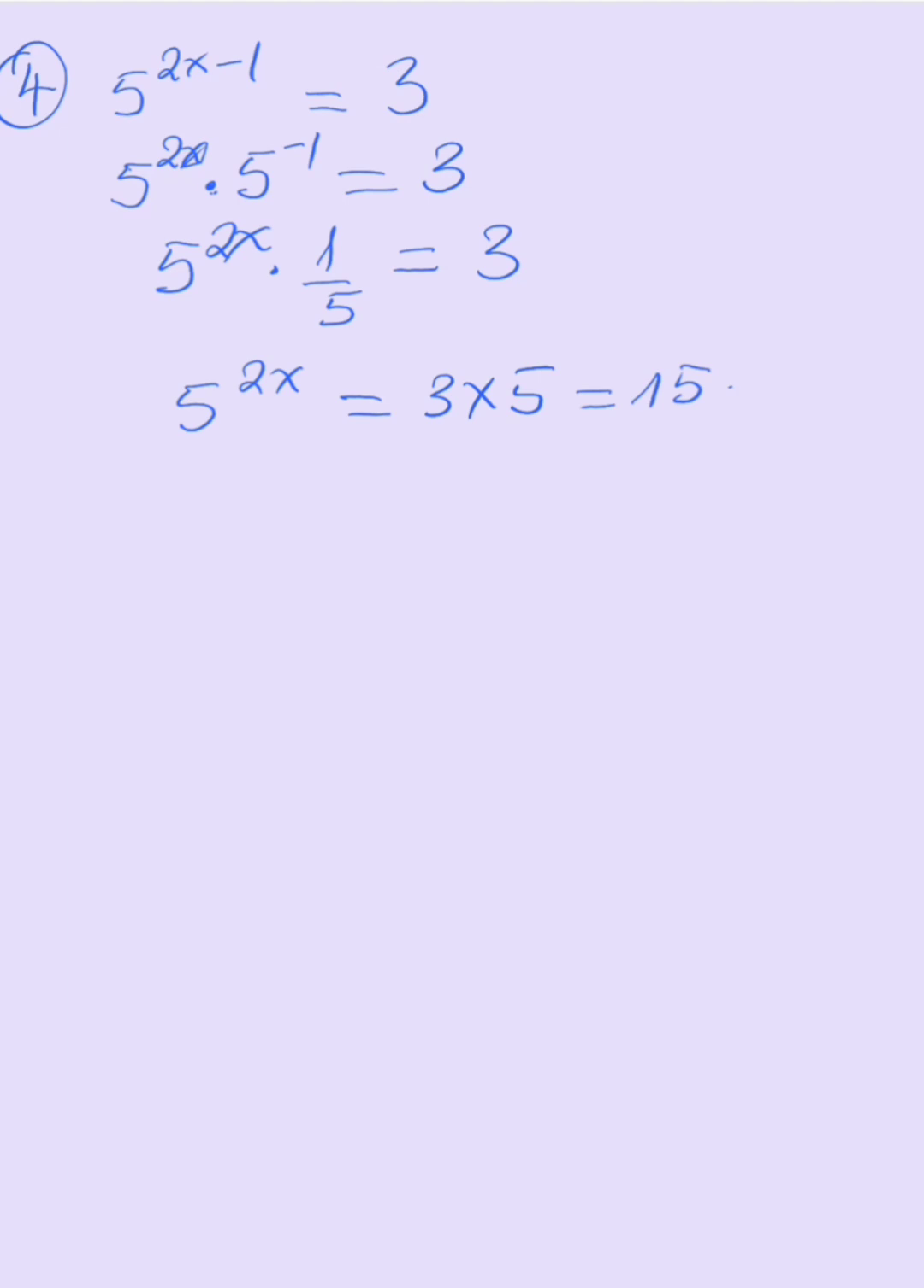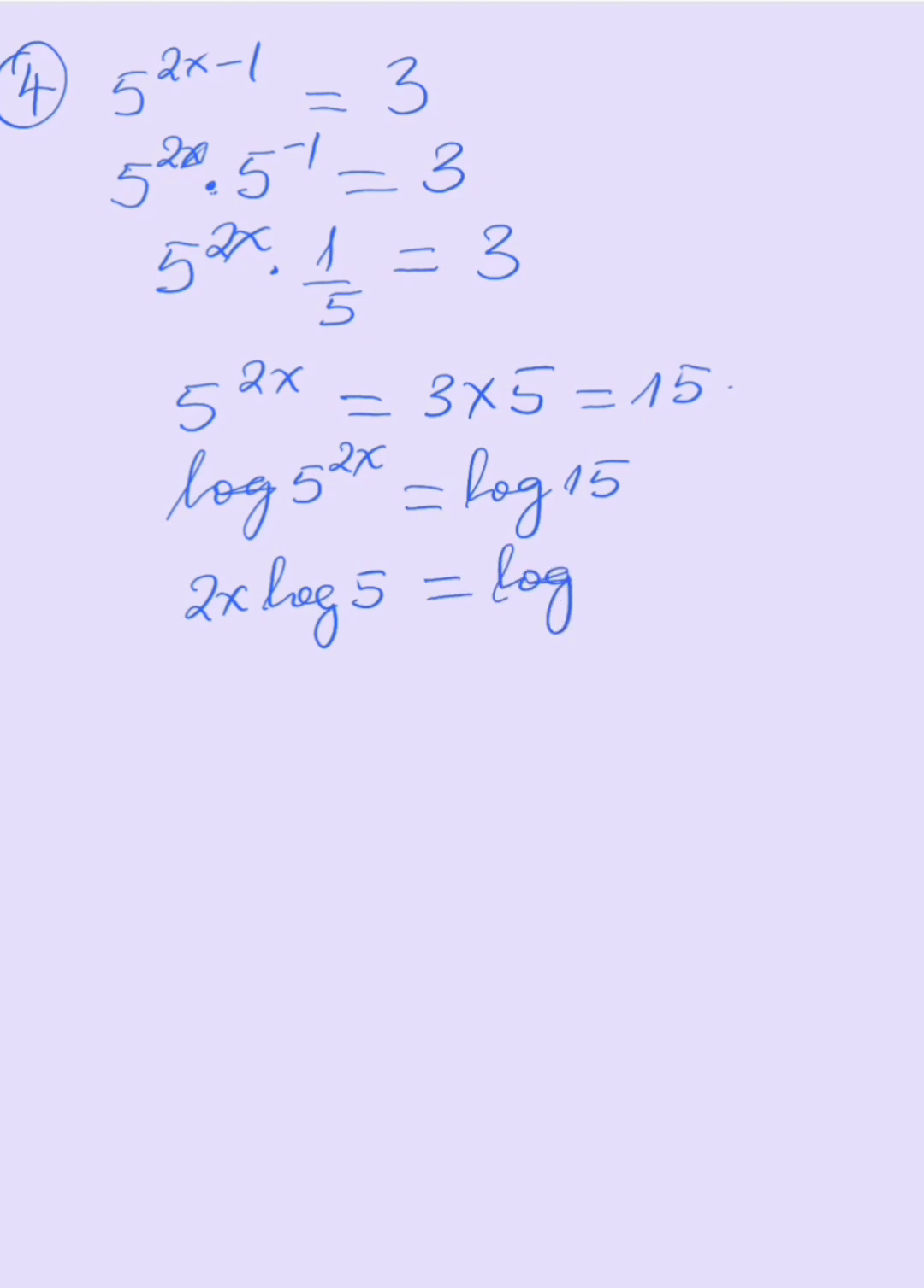We can now take log of both sides such that log of 5 to the 2x equals log of 15, so that 2x log 5 equals log 15. Remember, one of the laws of indices says you have log 5 to the 2x, the power can spring in front and multiply the log. So that's what we have applied on the left hand side.